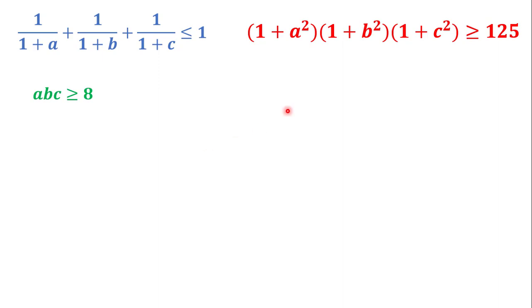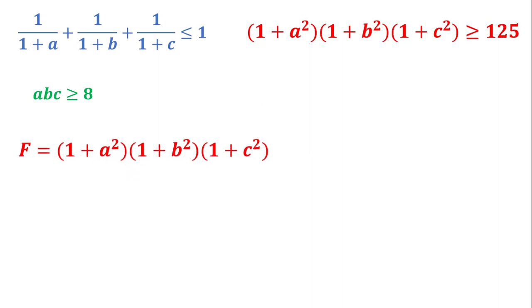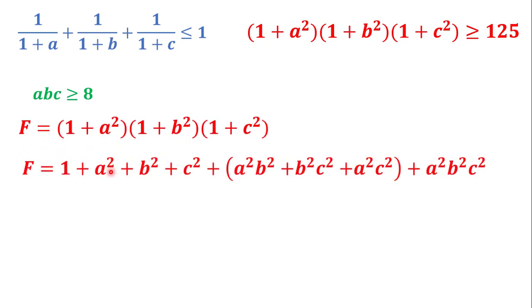In the next step, we use this and we put 1 plus a squared times 1 plus b squared times 1 plus c squared equal to f. Now we can multiply these three parentheses and we're going to get this expression.